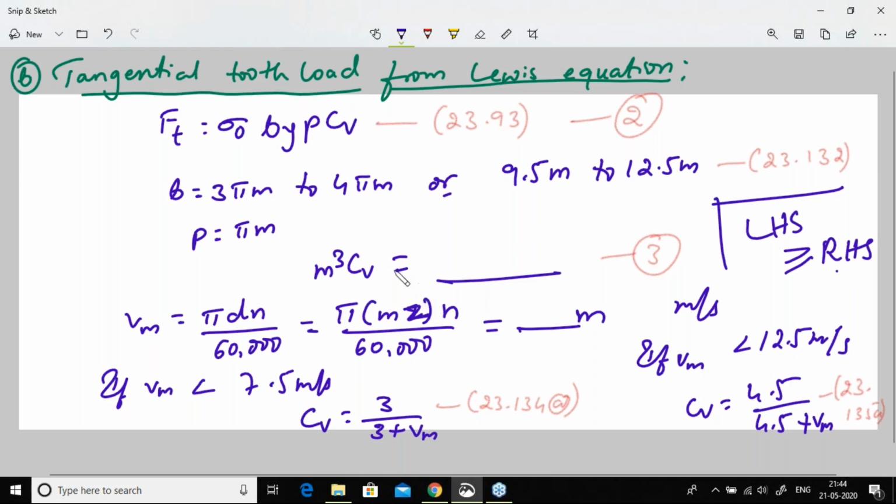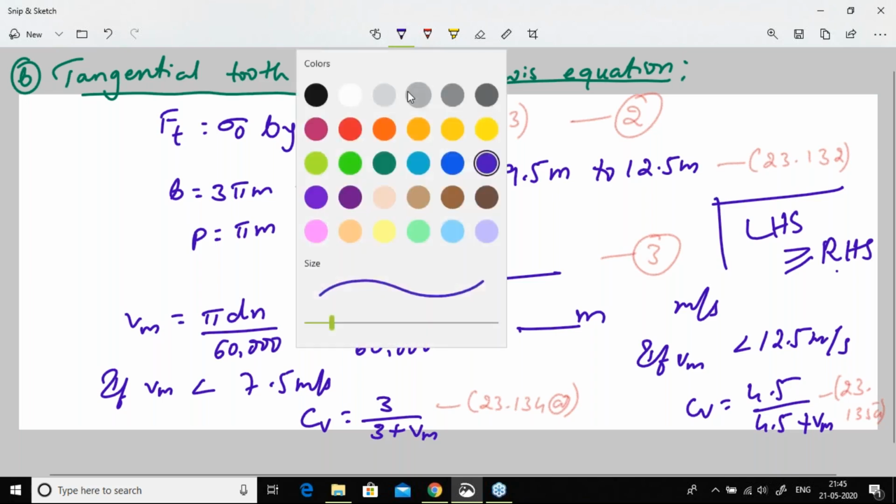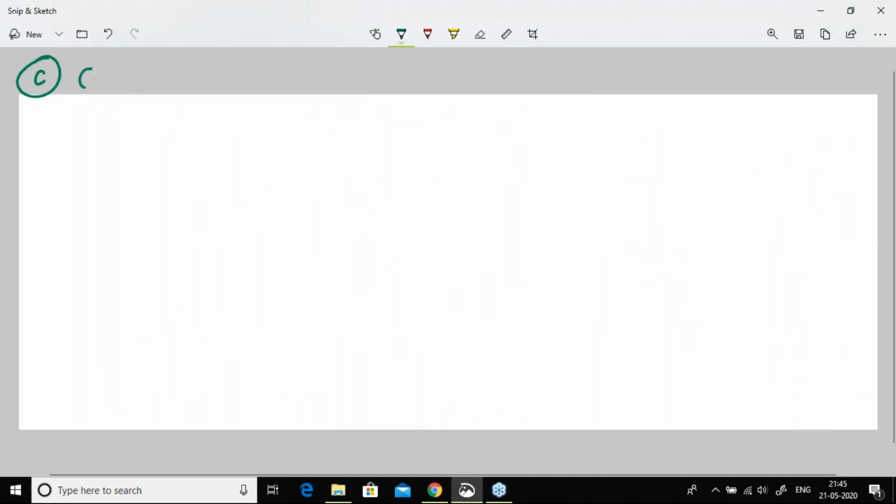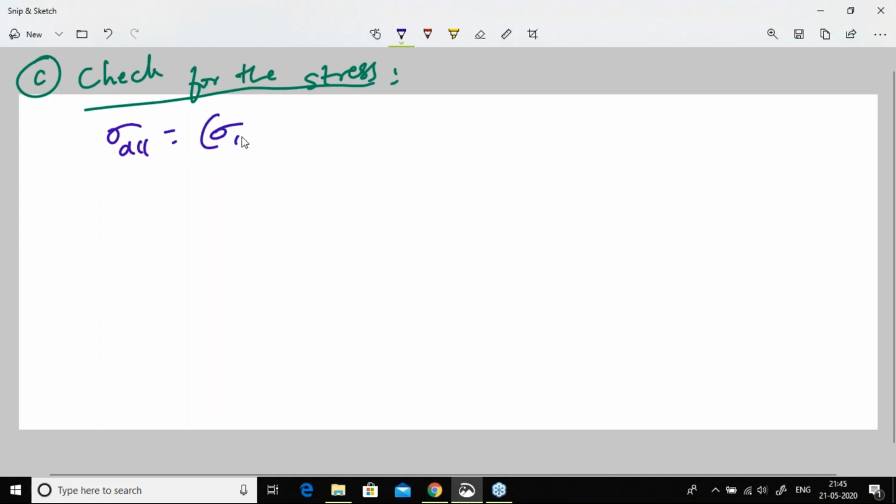After this, we have to check whether it is correct or not. Whatever values we assumed, is it correct or not. For that, we have to check for the stresses. That is the third step in the main second step. So C is check for the stress. Here we have to calculate allowable and induced stresses. So sigma allowable equals sigma naught into Cv allowable.